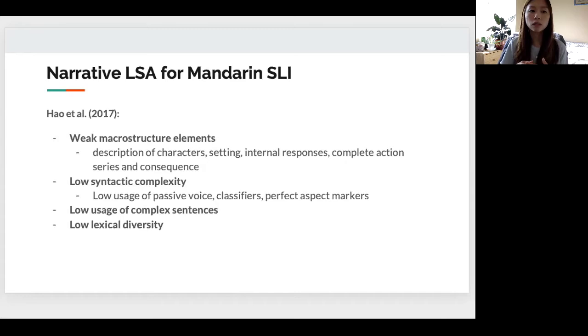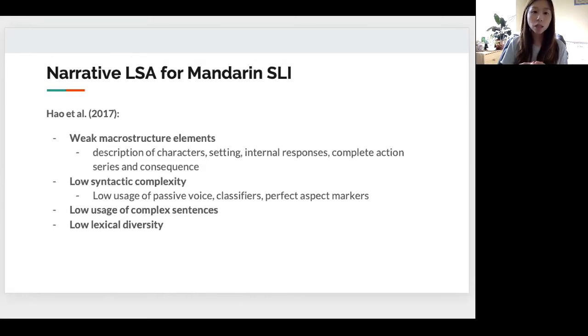Mandarin SLI children had low syntactic complexity as characterized by low usage of passive voice, classifiers, and aspect markers to mark tenses in past tense and present perfect tense. They tended to use simpler sentences that remain in SVO structure with few clauses or adverbial phrases, and their sentences were less densely packed with information.